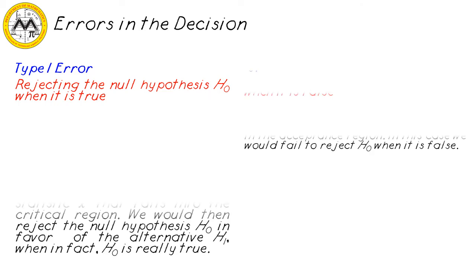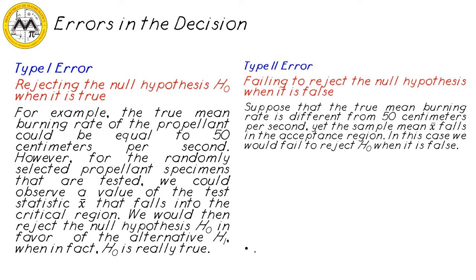There are different errors in the decision for testing of hypothesis. We have type 1 error and type 2 error. Type 1 error is rejecting the null hypothesis H naught when it is true. For example, the true mean burning rate of the propellant could be equal to 50 centimeters per second.